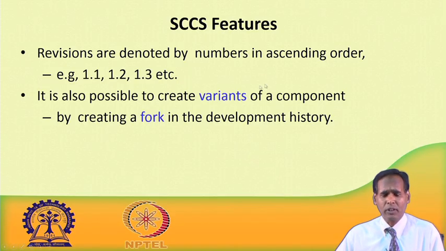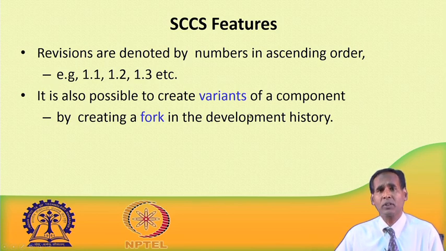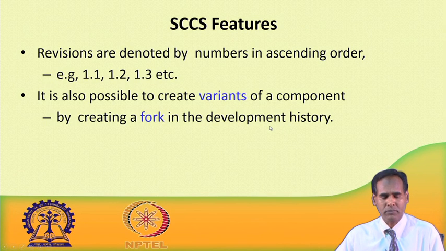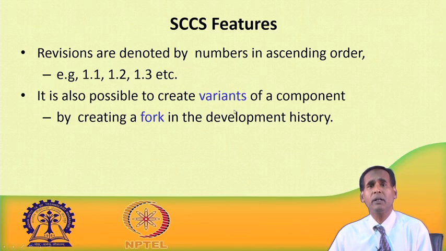Revisions are normally denoted by numbers in ascending order, like revision 1.1, revision 1.2, 1.3, etc. It is also possible to create variants of a component. It is also possible to create different variants of a component by creating a fork in the development history.